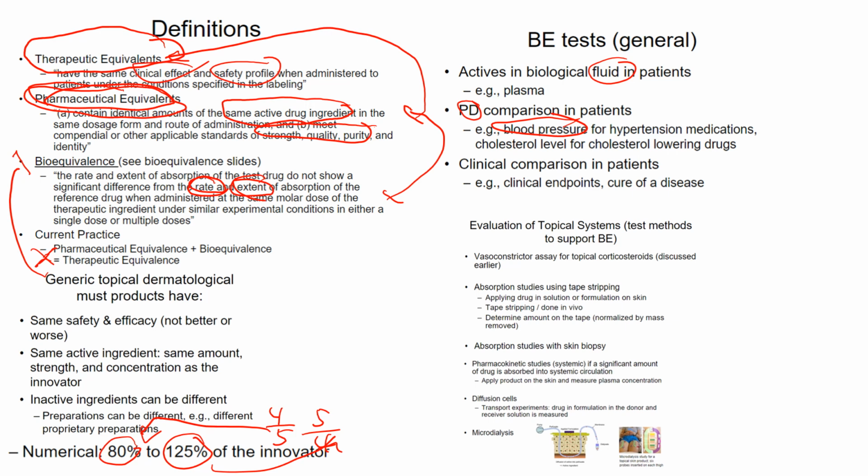Or endpoints, right? Does it cure the disease or not? That one's pretty self-explanatory. So I mentioned this on the previous slide. For topical systems, the FDA approved method is just that vasoconstrictor assay still with the corticosteroids. But again, more things, right? You could do a biopsy, you can do tape stripping. I basically just repeated this from the last slide, microdialysis. So these are not FDA approved, but as long as you set up a good assay and submitted it to the FDA, they would probably approve it anyways.